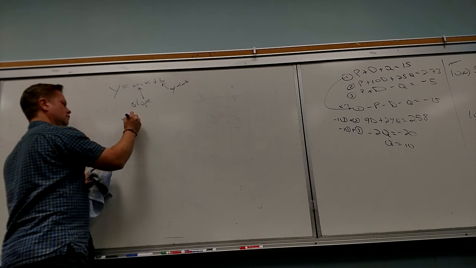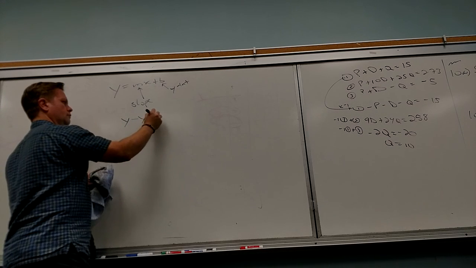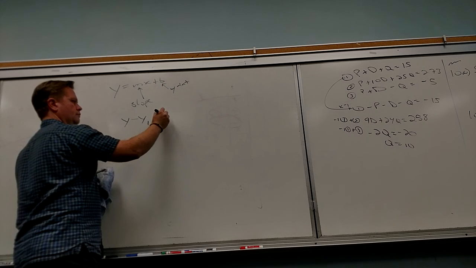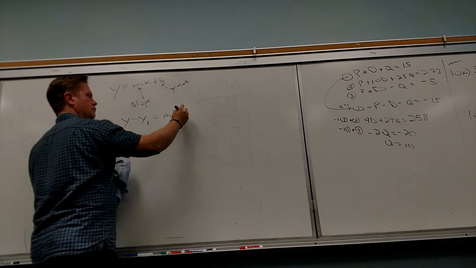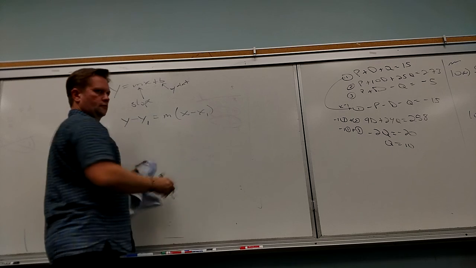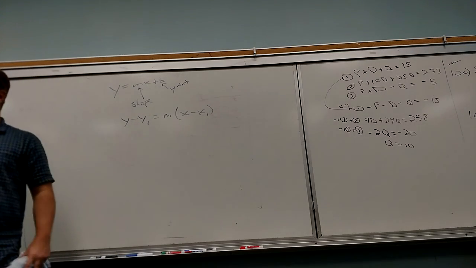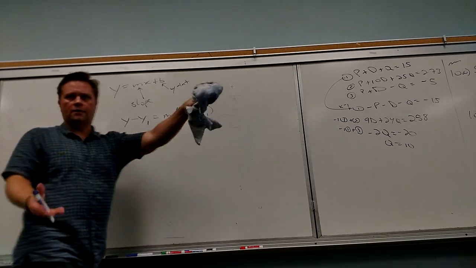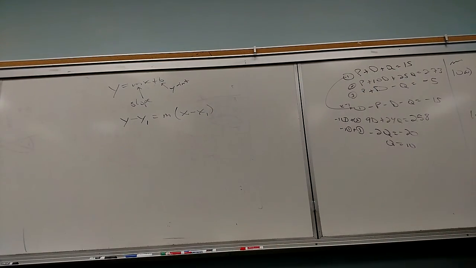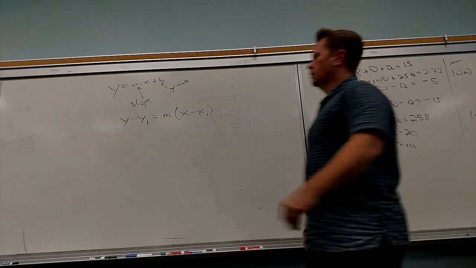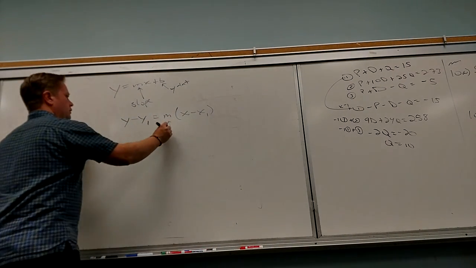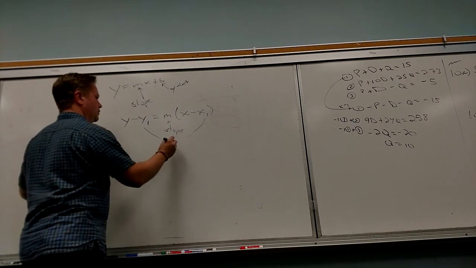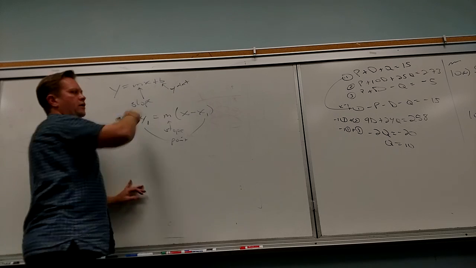y minus y1 equals m times x minus x1. It came from the slope equation. It is basically the slope equation. We just multiplied the bottom up and made it into a line equation. So this one I can use when I know the slope and any point. It doesn't have to be the y-intercept.